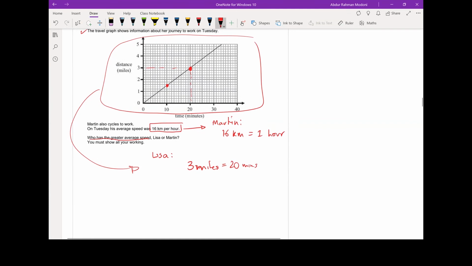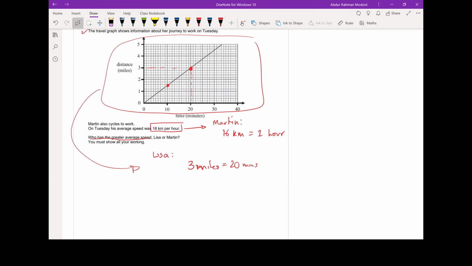So then I need to figure out how I get this into speed. Now speed, remember, is how much someone travels in 1 hour. So I need to get to 60 minutes. So 60 minutes is times by 3, so times by 3 again. So now I have 9 miles. So I know 9 miles is equal to 60 minutes. And on the other one, it was 16 kilometers is equal to 1 hour. So we've got a bit of a dilemma here. We've got different units. We've got something in kilometers and something else in miles.